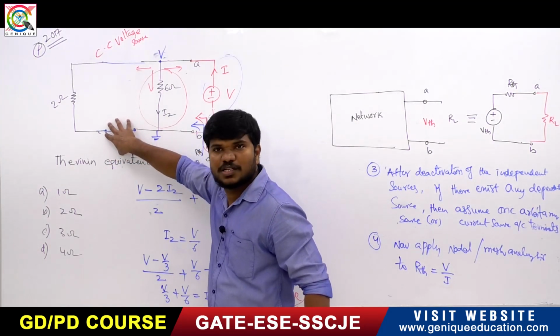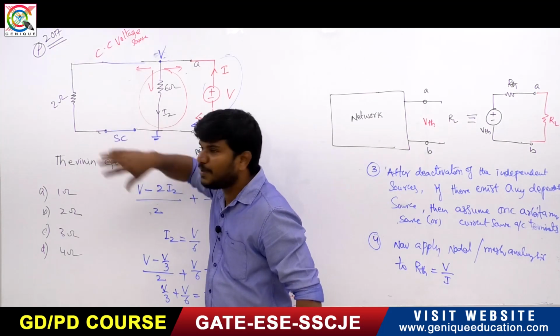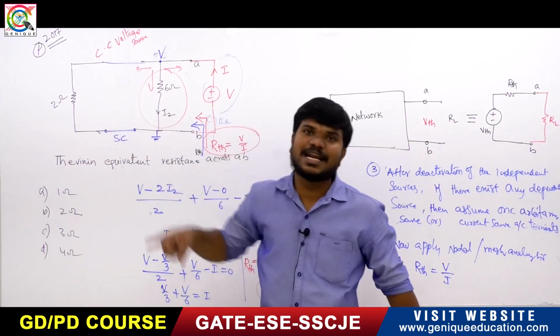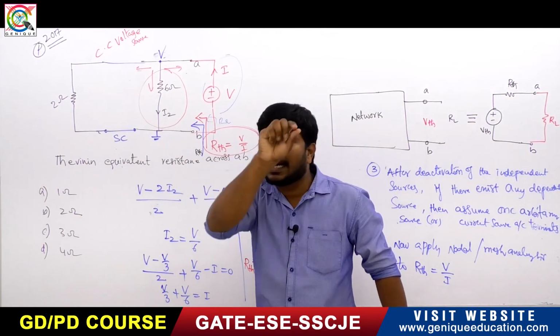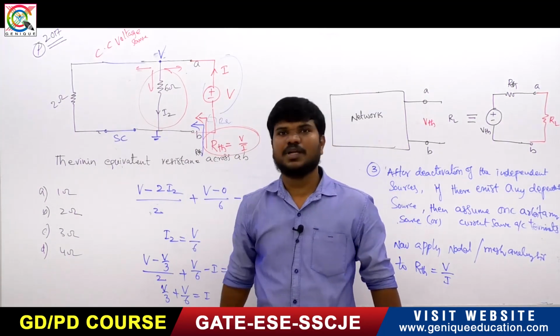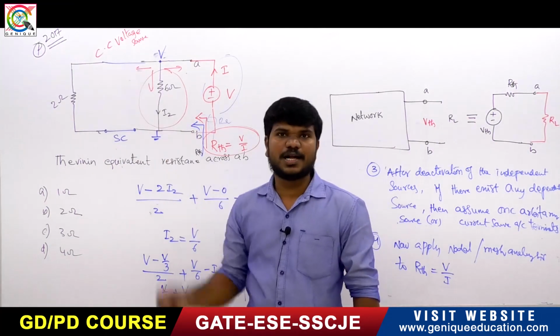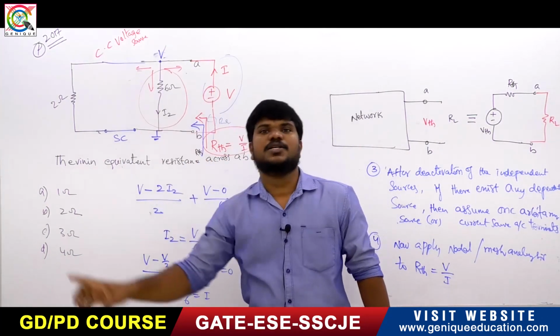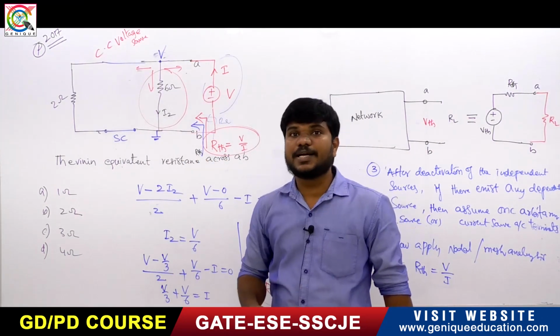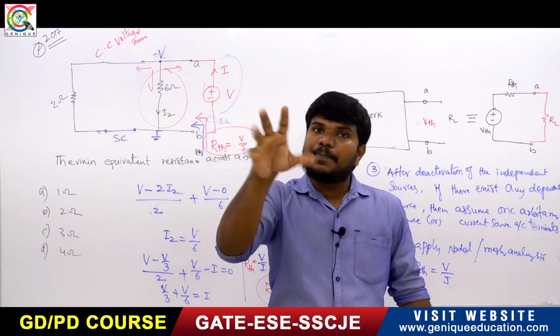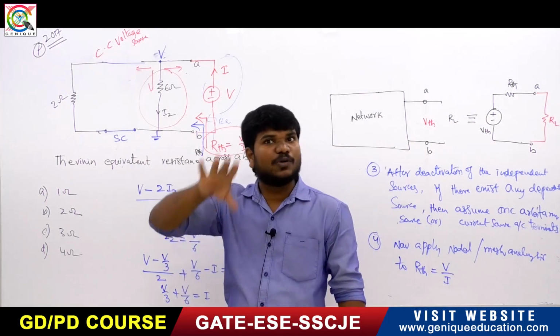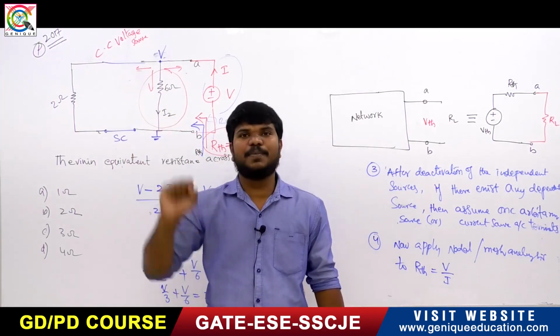See, this dependent source, if I removed it and replaced it with its internal impedance... If there is any voltage source, I remove that and replace it with a short circuit. If there is a current source, that is removed and replaced by an open circuit. But I don't know what the internal impedance of the dependent source is. So that's why I have to keep it at that place.